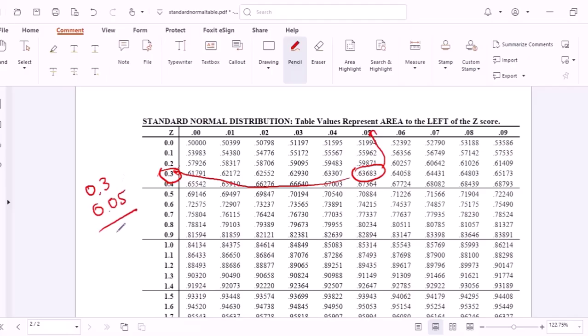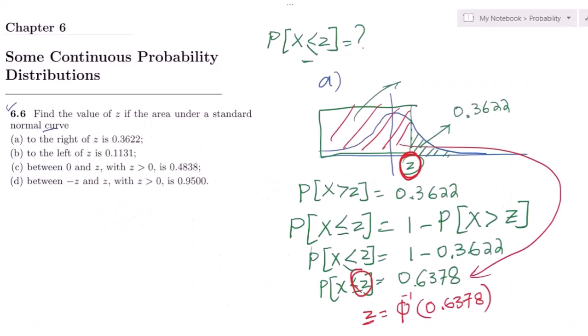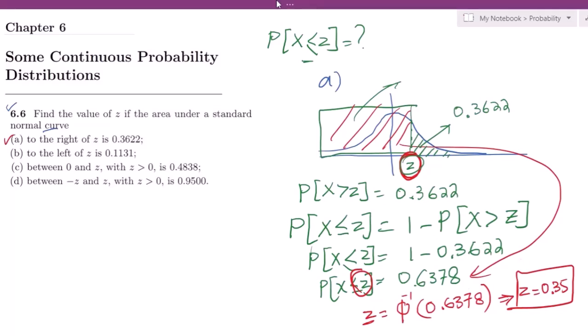Adding them, we get 0.35. So the value of z is 0.35, and that is the solution of part A of my question. So you have understood how to solve it.